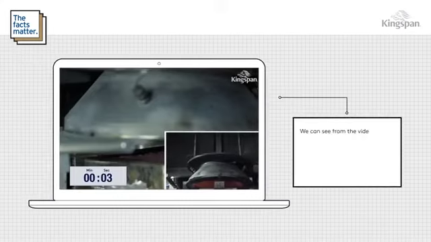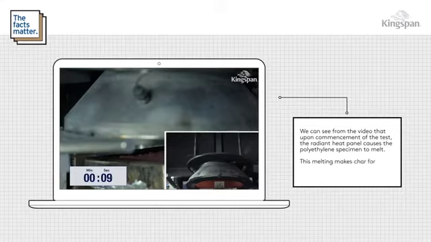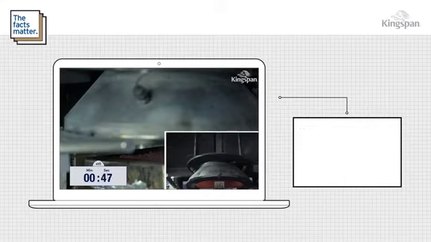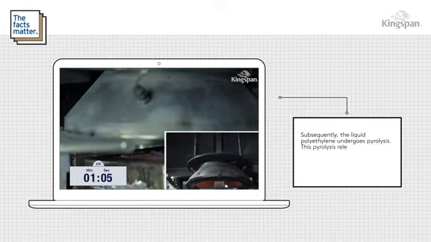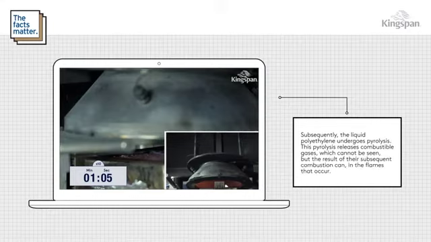We can see from the video that upon commencement of the test, the radiant heat panel causes the polyethylene specimen to melt. This melting makes char formation impossible, as char can only be formed from solids. Subsequently, the liquid polyethylene undergoes pyrolysis. This pyrolysis releases combustible gases which cannot be seen, but the result of their subsequent combustion can in the flames that occur.